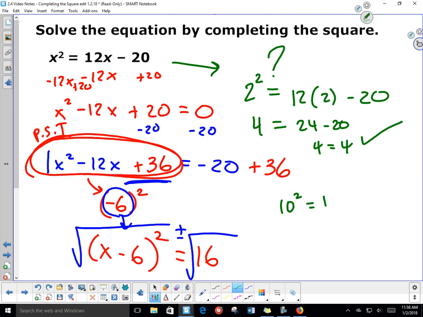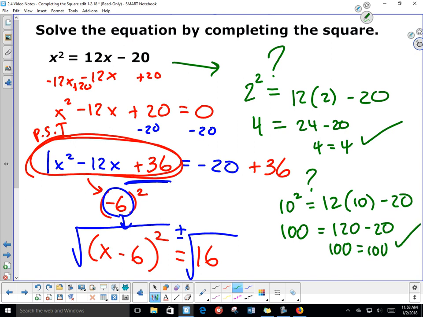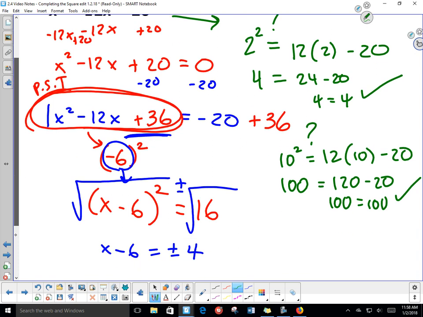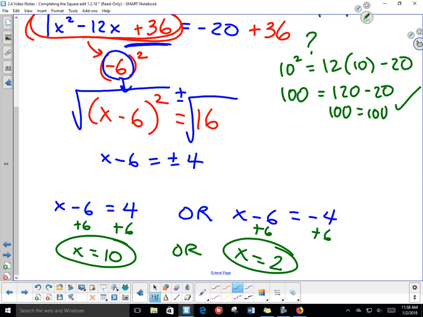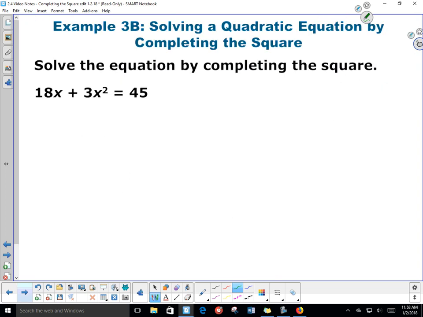10 squared equals 12 times 10 minus 20. That's 100. Is that equal to 120 minus 20? Sure is. Again, 100 equals 100, and it works. All right, so we like those solutions, x equals 10 and x equals 2.